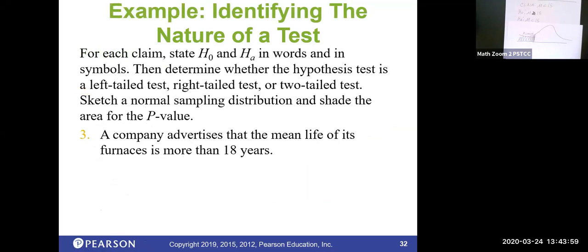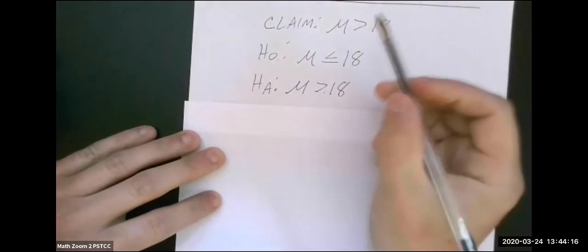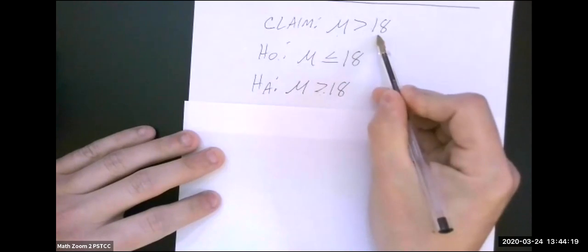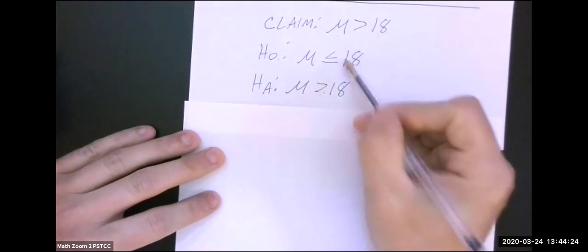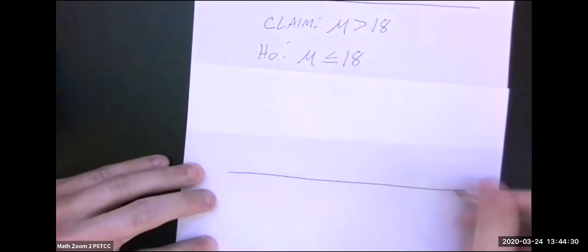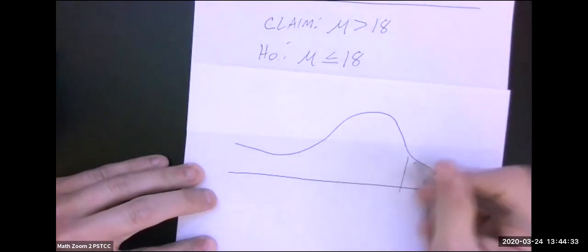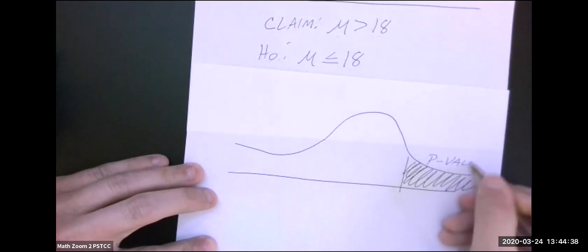And then finally, we have this company that advertises that it is greater than 18 years. So it claims that the mean is greater than 18. That goes in the alternative, so the null is less than or equal to. Because the alternative says greater than, this will be a right-tailed test. So the p-value will be over here.